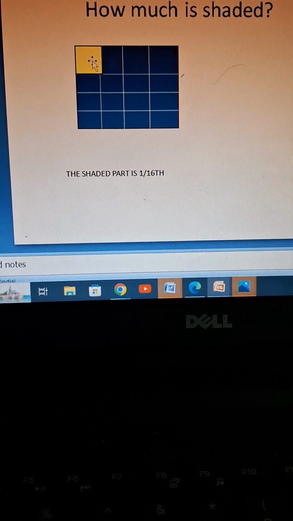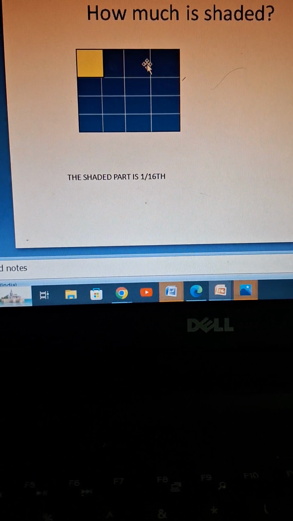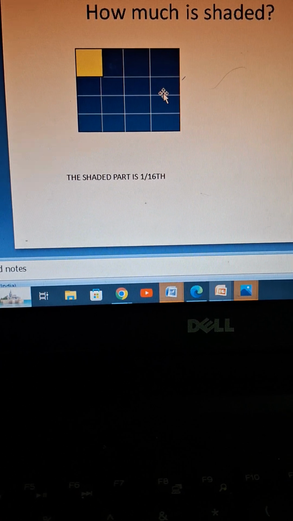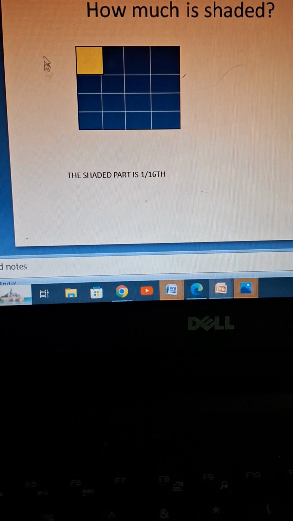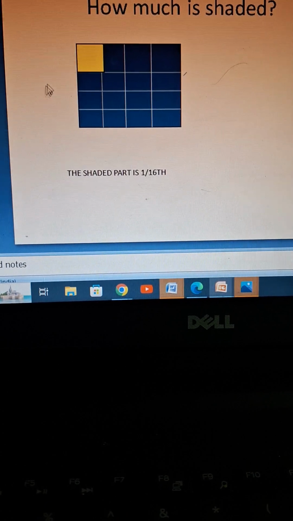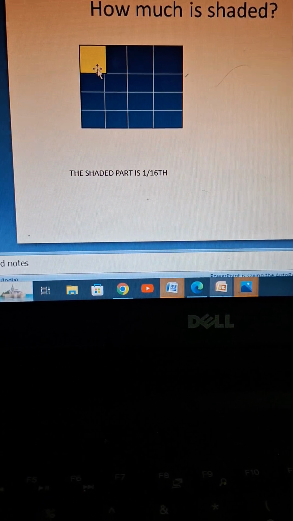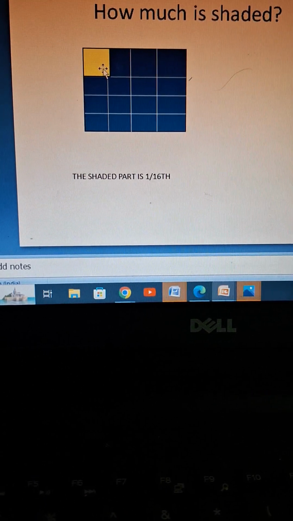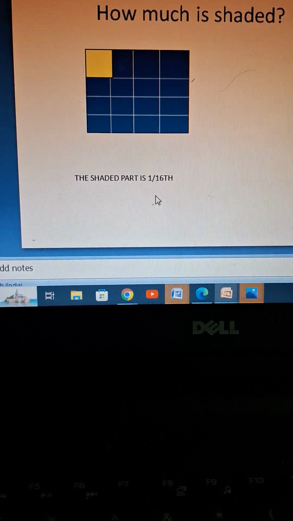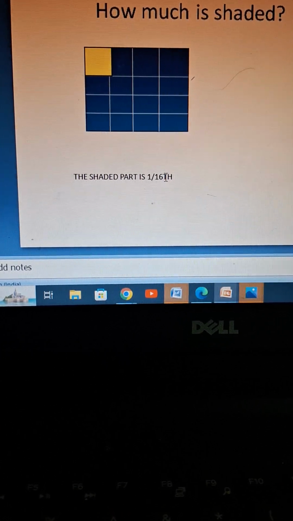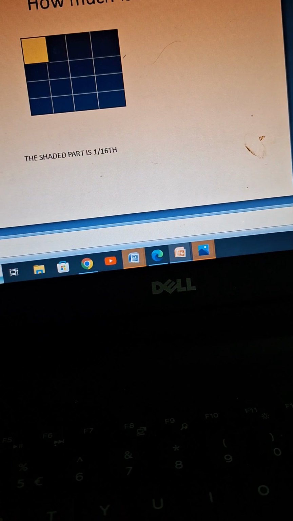Here I have drawn lines and we have made columns and rows. How many squares are there here? 1, 2, 3, 4. 4, 1, 2, 3, 4. Here there are 16 squares. Out of 16 squares, 1 square is colored yellow. So how can we write that? We can write the portion for the colored part as 1 by 16.